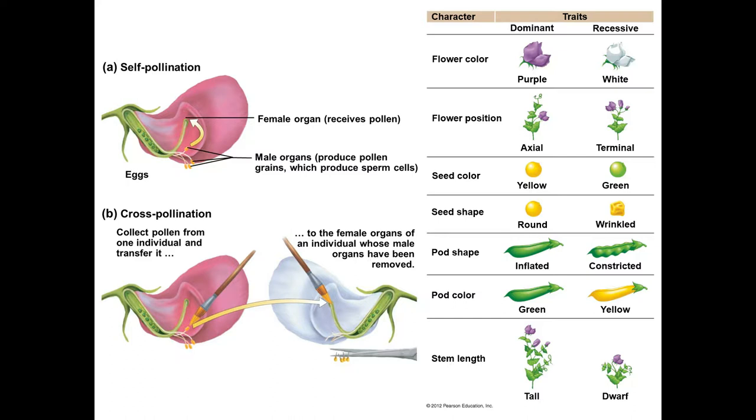He looked at flower color. The pea plants come in two varieties in terms of flower color. They have purple, they have white. Flower position, you have axial and terminal. Seed color is yellow and green. Seed shape, round and wrinkled. Pod shape, inflated, constricted. Pod color, green, yellow. Stem length, tall, short. So there are all these different varieties, but you'll also notice that you have one or another. So you have two varieties for each character. So you have two traits.